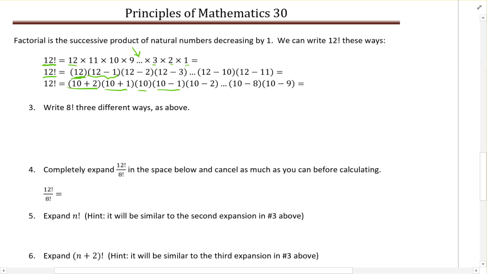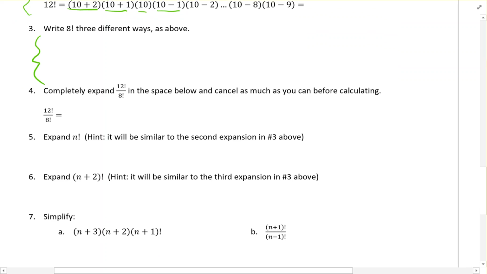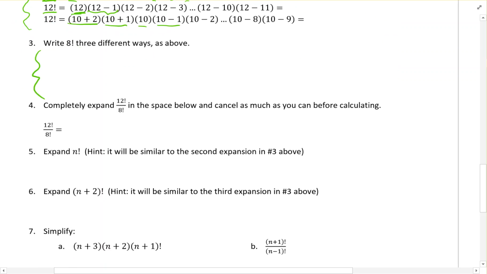So what I want you guys to do is write out 8 factorial 3 different ways. It'll be similar to up here, but there are many different answers. So you can choose what you want to add or subtract to make that up.